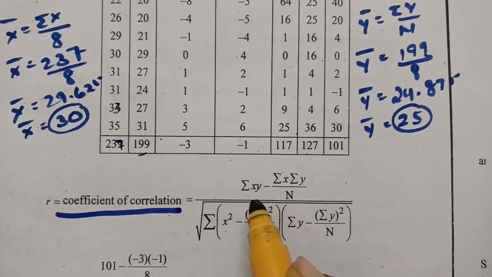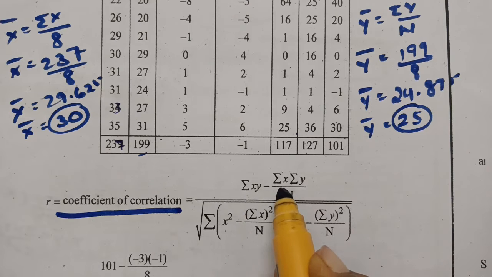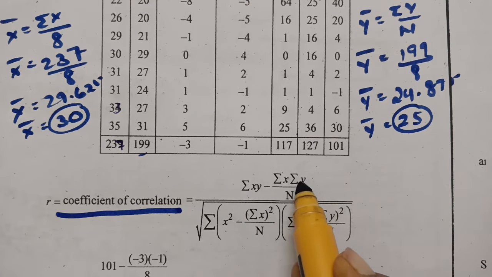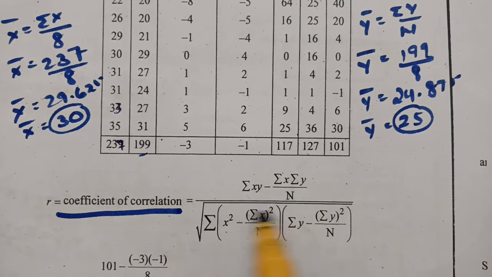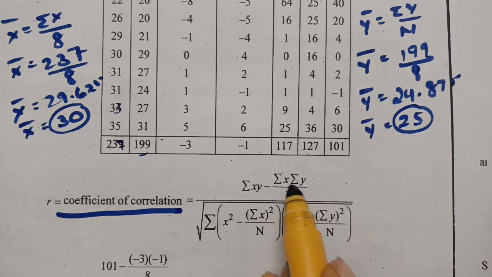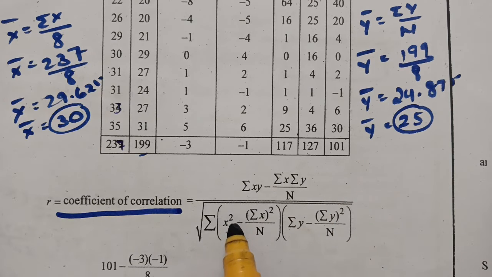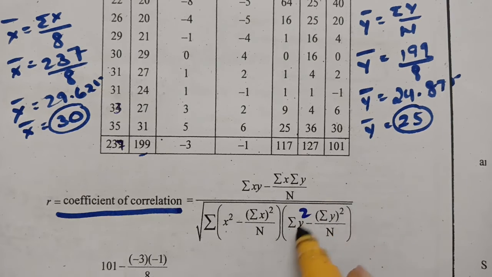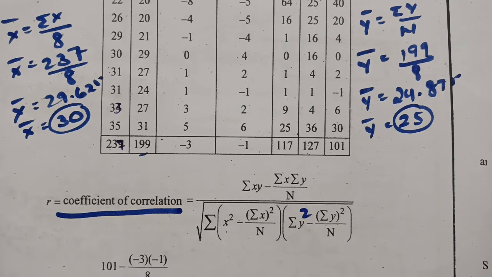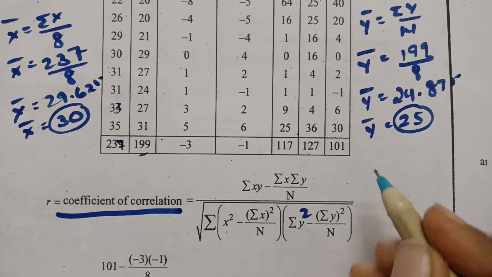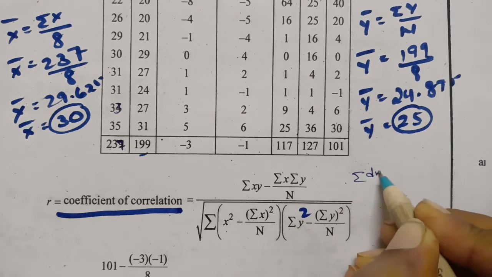So this will be sigma xy. So this is dx dy minus, individually we have to make sigma x into sigma y by n, over the root of sigma x square minus sigma x whole square. Actually this is sigma dx dy, sigma dx, sigma dy. So sigma dx square minus sigma dx whole square by n. So here also sigma dy square minus sigma dy whole square by n. So that is the formula here. Actually I have told you. So this is the formula, don't get confused.